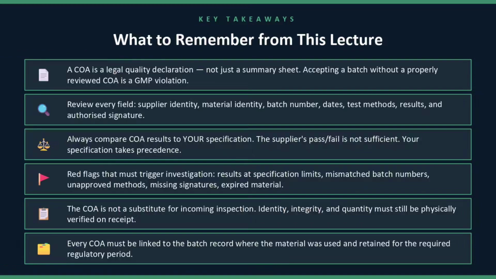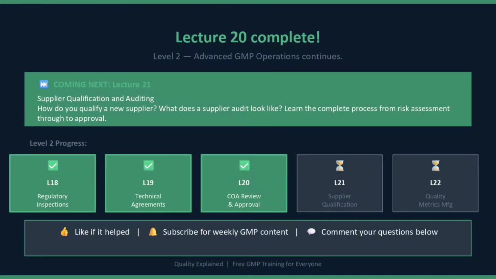Number 6. Every COA must be linked to the batch record, filed in a retrievable system, and retained for the required regulatory period. Rejected COAs must also be kept. That is Lecture 20 complete.